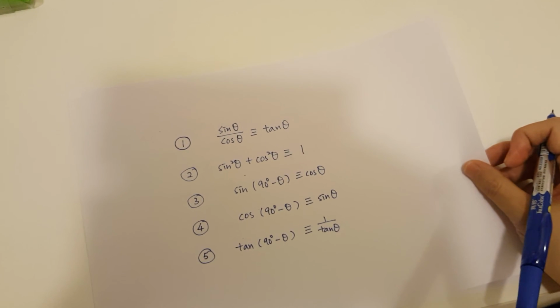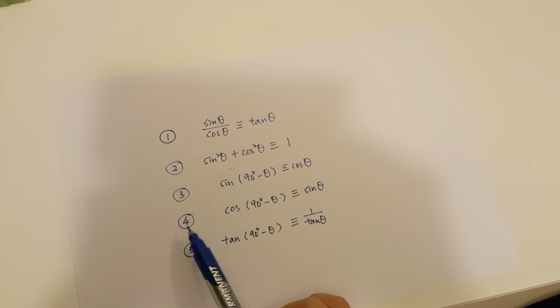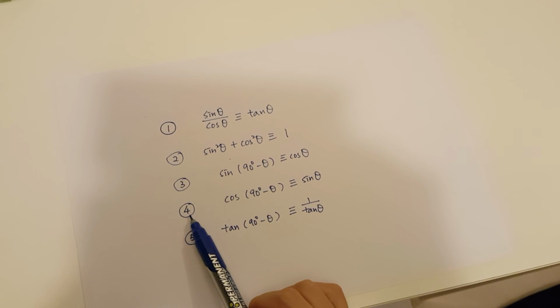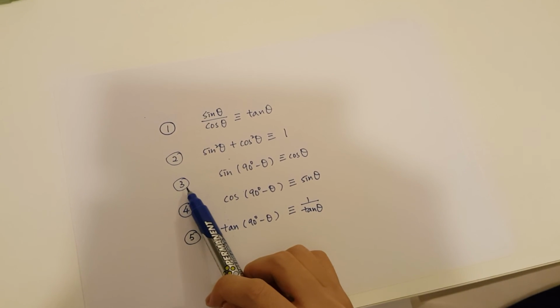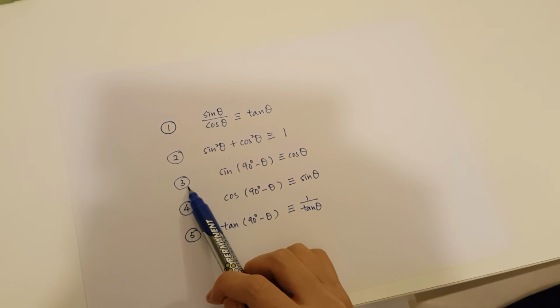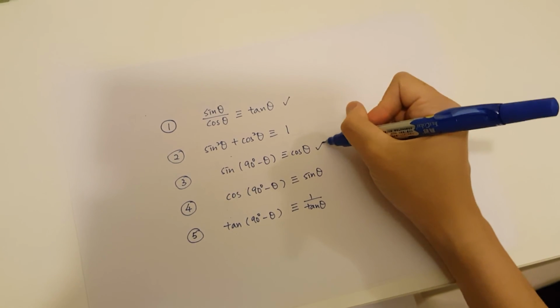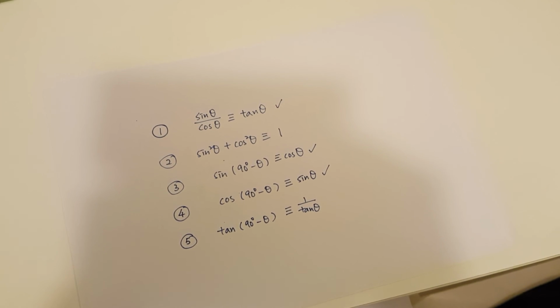Actually, for identity number 4, we use the same idea as in identity number 3. And I have shown you how to prove these 3 identities.